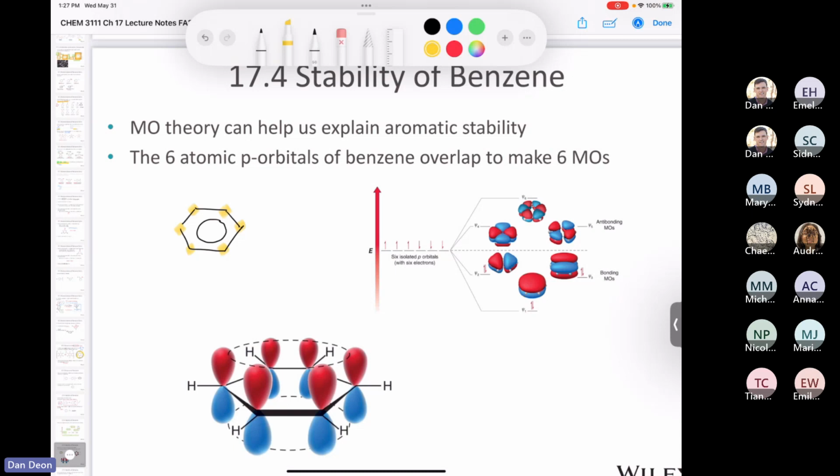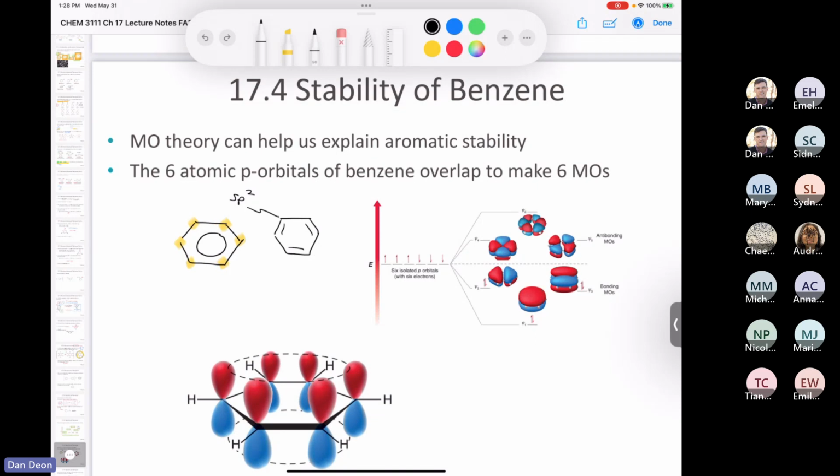So if we look at our benzene molecule, we know that every single carbon in there is sp2 hybridized. If it's sp2 hybridized, that means they all have an unhybridized p orbital, and that's what's being shown here. It's showing the p orbital on every single carbon. Going back to your Gen Chem 1 days, I'll refresh your memory.